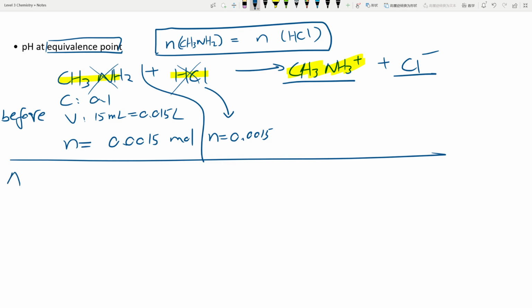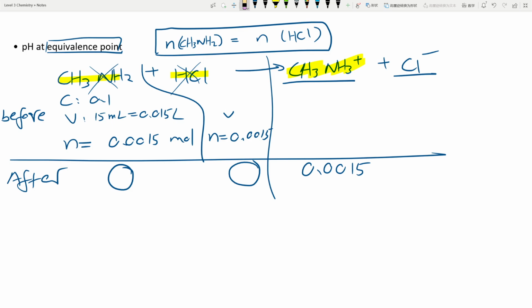Now after I mix these together, this is going to be 0, this is going to be 0, and you guessed it, this one is going to be 0.0015 moles. Okay, but before we do that, we need to understand something here. We can work backwards. So if we know the moles is 0.0015, and I told you the concentration is 0.1 mole per liter, you can see again the volume required to reach equivalence point is also going to be 0.015 liters, because the concentrations are the same, the moles are the same, so the volume is going to be the same.